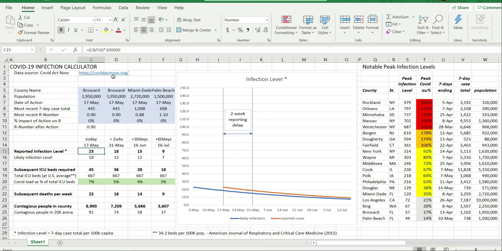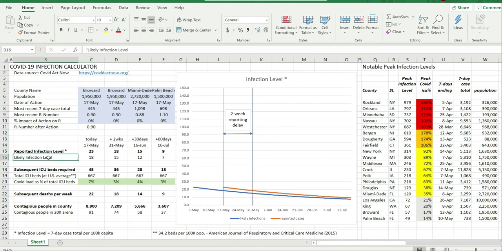So the 23 is just taking the 7-day total in Broward, 445 cases over the past 7 days, dividing it by the population, and multiplying it by 100,000. So it's a reasonable number. So there it is, 23. And I like to actually refer to that in terms of degrees because it's kind of like a heat measure in a sense, and you can compare it from one county to the other. So basically our heat measure or infection level here in Broward is 23. Or you can say 23 degrees.